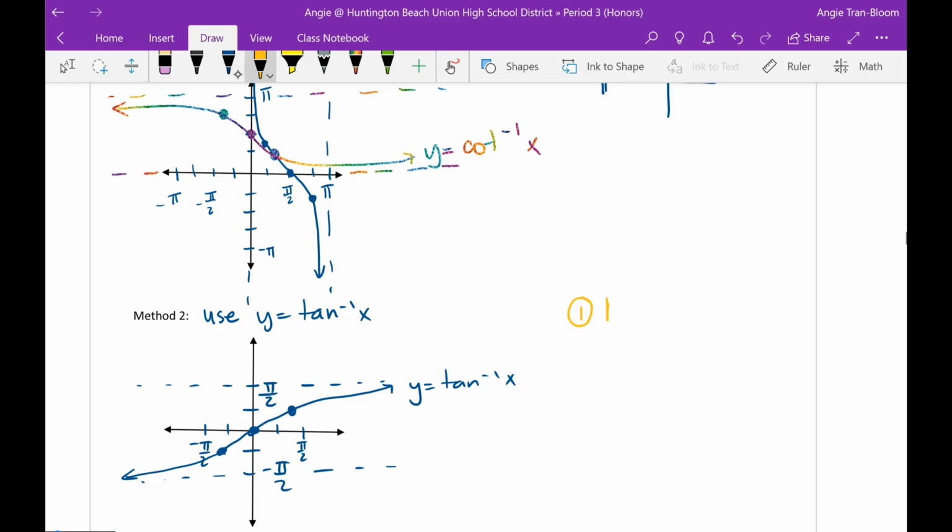So first, reflect, don't write anything, just pay attention, over the y-axis. If I reflect over the y-axis, would you agree it's now y equals negative tangent inverse of x? Is that the correct location for reflection over the y-axis? Yeah. Then I'm going to draw that picture really quickly. Whatever's on the right is now on the left and vice versa.